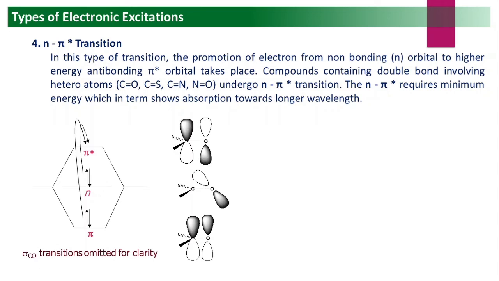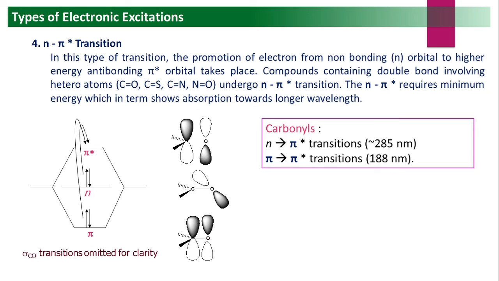So there are two types of transitions possible: n to sigma star transitions that occur at around 285 nanometer, and pi to pi star transitions that occur at 188 nanometer. The pi to pi star energy gap is very high, so the wavelength is very small. But for n to pi star, the energy gap is less, so the wavelength is higher than this one, 285 nanometer. These two types of transitions are possible when the heteroatom is with the pi bond.